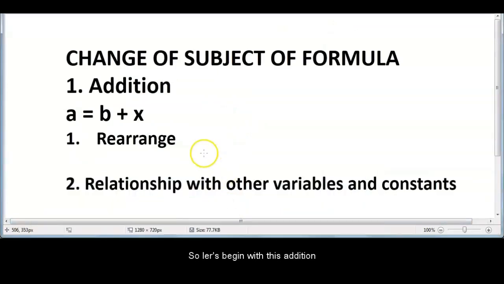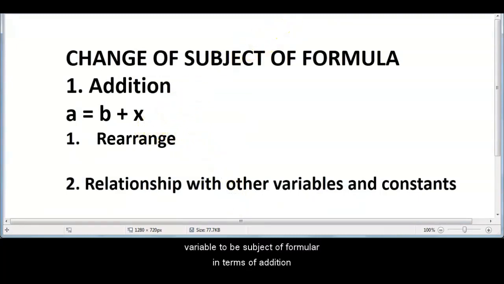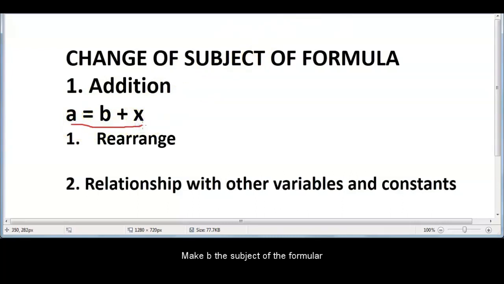So let's begin with addition. How we make variables the subject of formula in terms of addition. A is equal to B plus X. This is the first question we are going to solve. A is equal to B plus X. Make B the subject of the formula. These are the rules for changing the subject of formula.